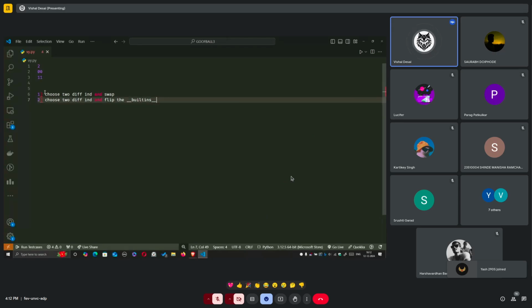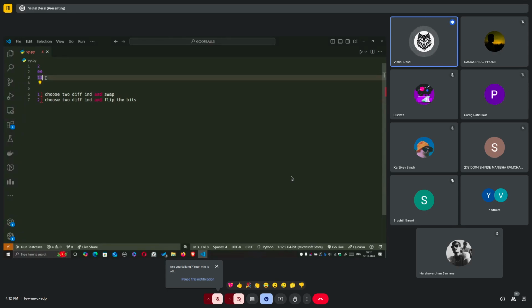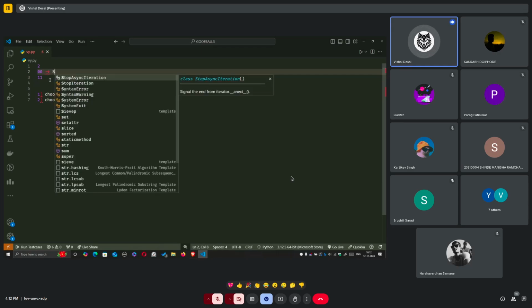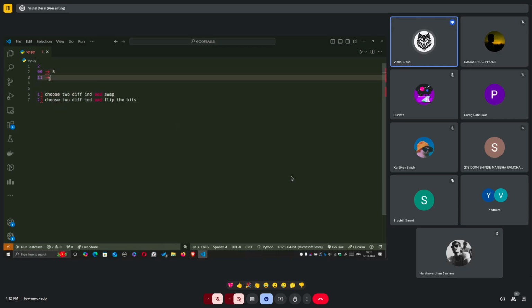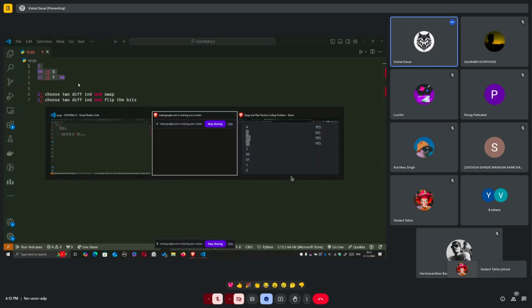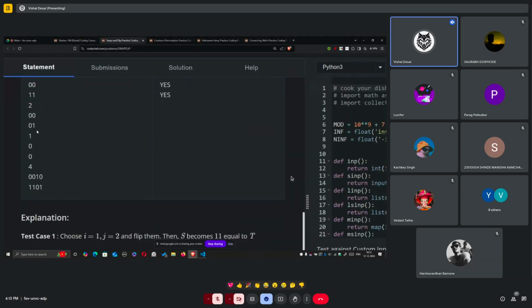Sorry. So here we can perform the second operation, that is choose two different indices, that is 0 and 1 in this case, and flip the bits. This is currently our string s, and this is currently our string t. So we can just flip this according to the second operation, so it becomes 0 0. So we can convert t into s or s into t. We have to just tell yes or no, whether we can convert this or not.